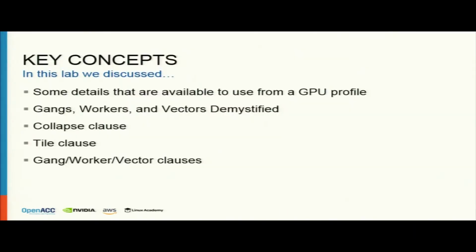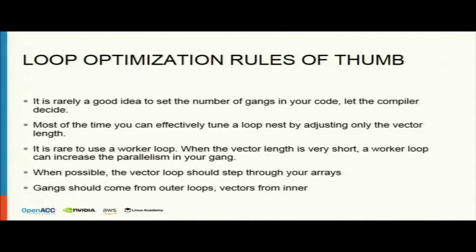And a closing remark: I provided you with some details with respect to gangs, workers and vectors. The collapse clause was covered, the tile clause was covered. We also said how you can play around with the sizes of vector, gangs and worker, right? And also provided you with some rules of thumb which you should definitely follow to get good performance. If you follow otherwise, mostly 90% it will not give you good performance. So these are some best practice guidelines that you should have.